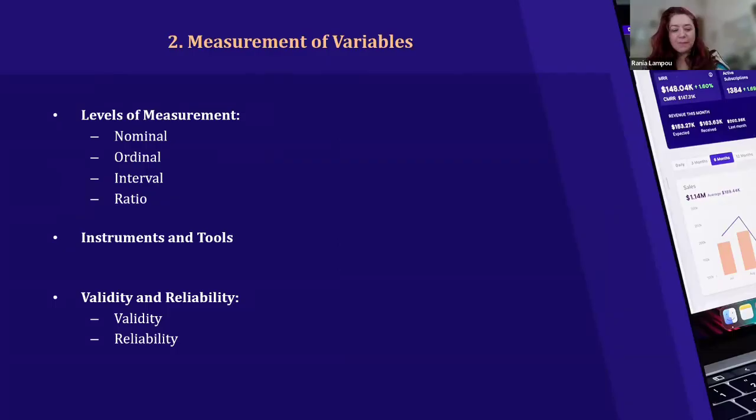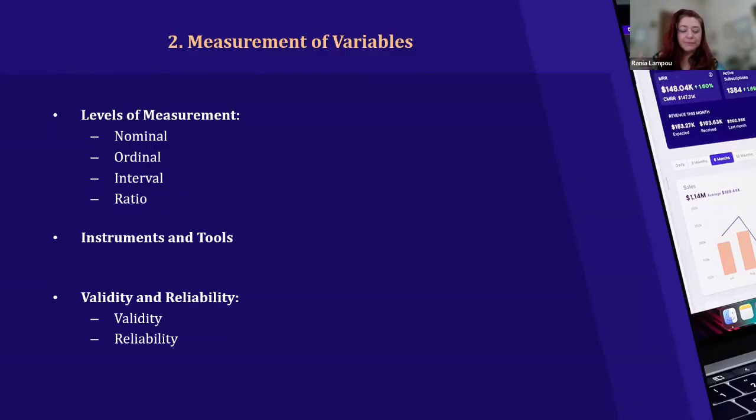So the measurement variables are measured using operational definitions, specific descriptions of how concepts will be measured in the study. Measurement involves levels of measurement: nominal, ordinal, interval, or ratio, numeric scales with equal intervals and a true zero, for example, weight or income. Instruments and tools include surveys, tests, observation checklists, and other standardized tools that are used to gather data.